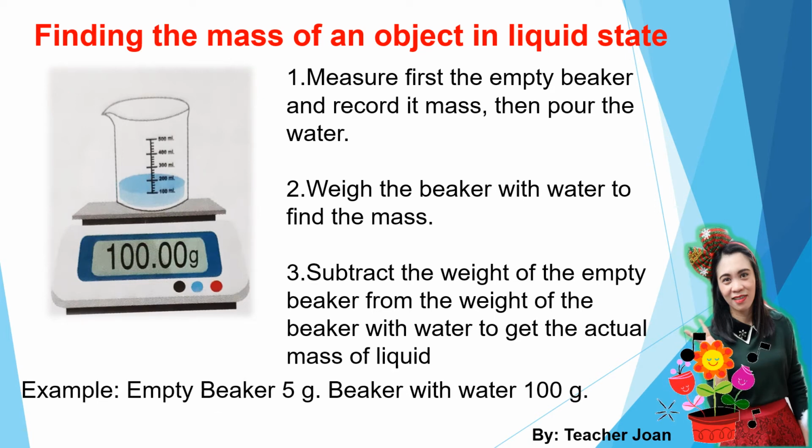Example, empty beaker weighs 5 grams. Beaker with water weighs 100 grams. We need to subtract 5 from 100. So the answer is, do you know it? Yes, very good. It is 95 grams. So the water in liquid state inside the beaker is 95 grams.